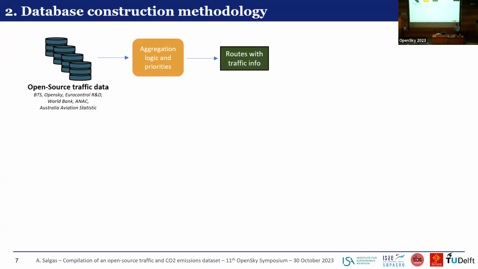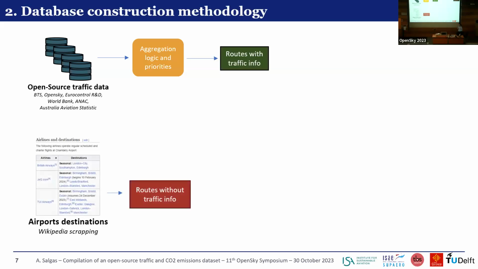Then we can aggregate these datasets to extend the coverage as much as possible, using those existing open source datasets to have a broader open source dataset, but we are still missing some flights, for instance, in Asia, which is not covered at all by these datasets.